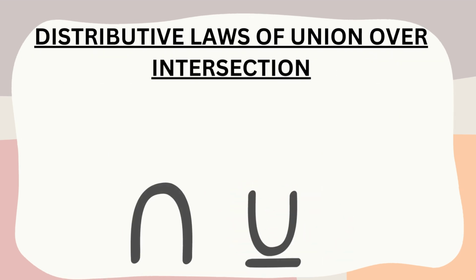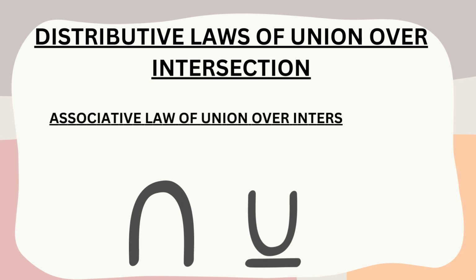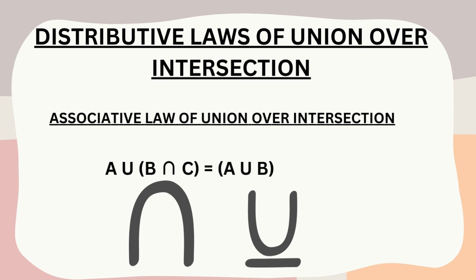To know what the distributive law of union over intersection is, you should know this particular formula by heart. This property is also called the associative law of union over intersection. So A union (B intersection C) is equal to (A union B) intersecting (A union C). Whatever shared common elements between set B and set C are would also be combined with set A.